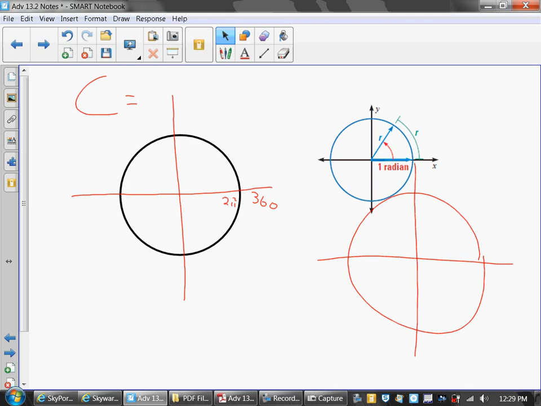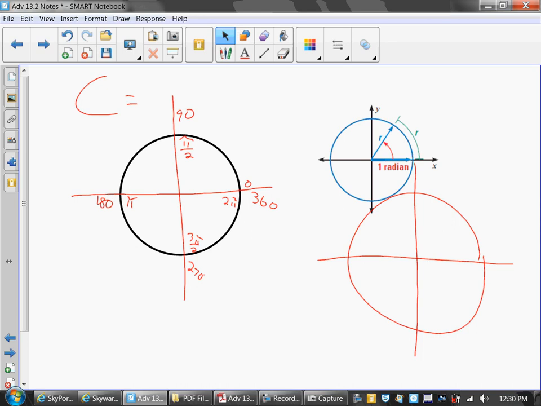Half a revolution would be half of 2 pi, which is pi, which is also 180 degrees. You with me on that? Halfway between 180 and 0 is 90 degrees. Halfway between pi and 0 would be half of pi, pi over 2. Halfway between pi and 2 pi would be 1.5 pi, which we write as 3 pi over 2, 270 degrees.